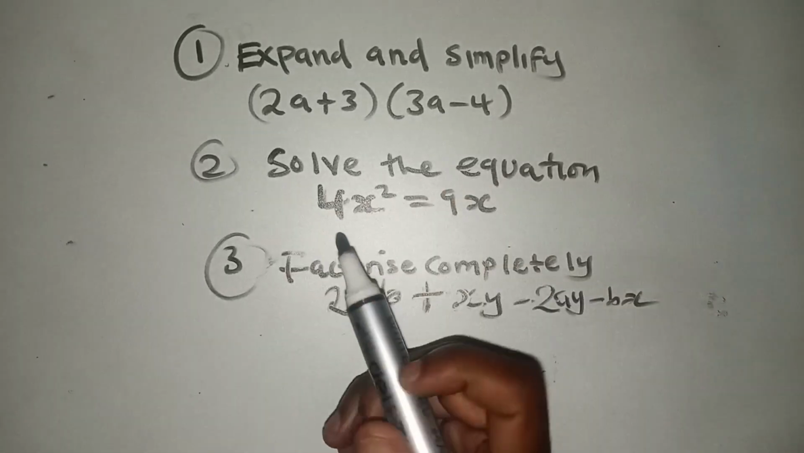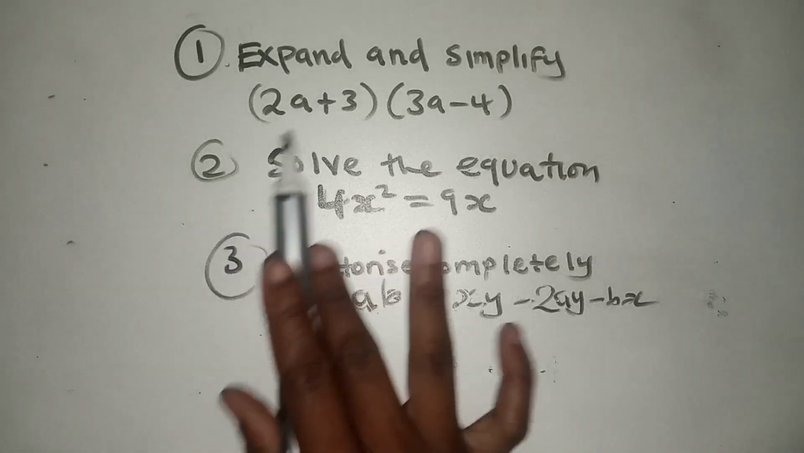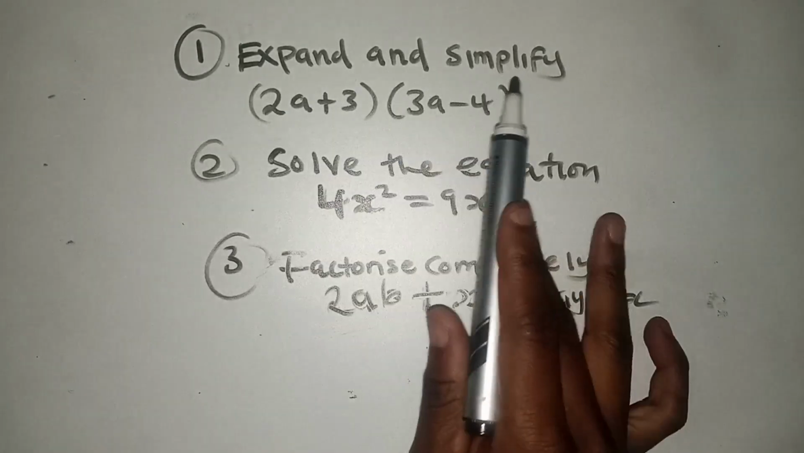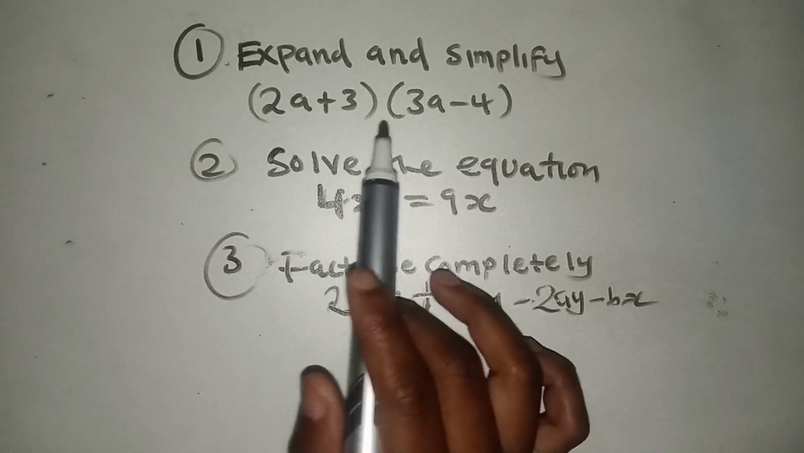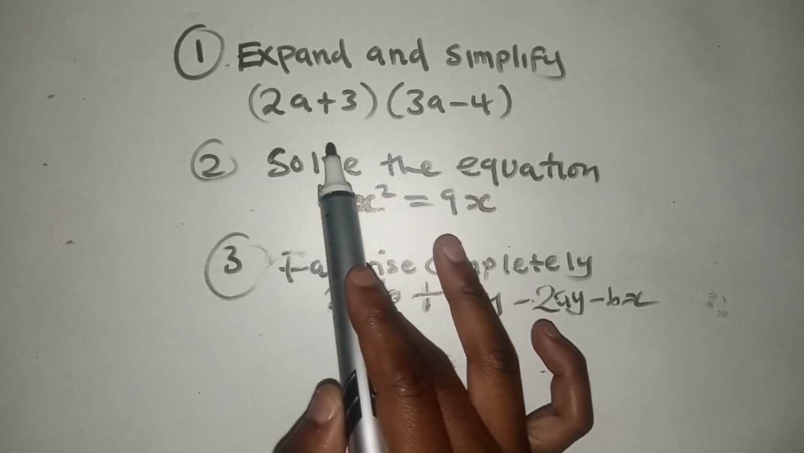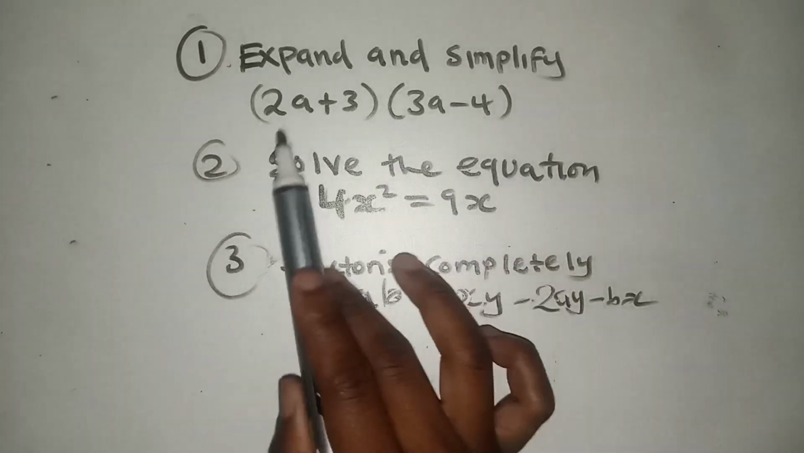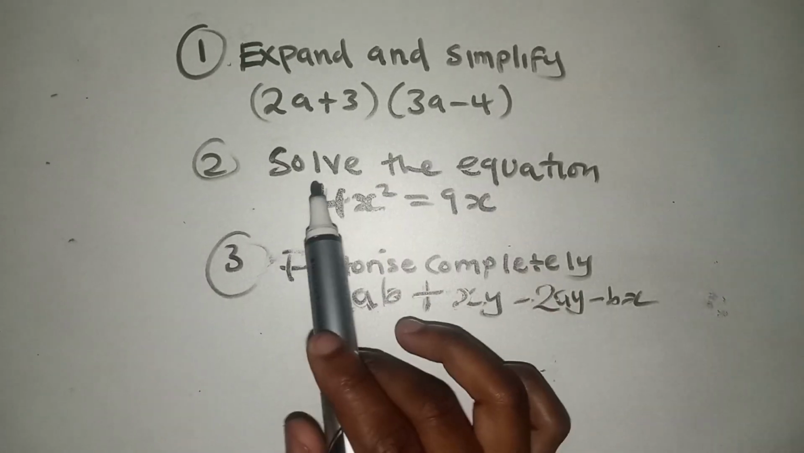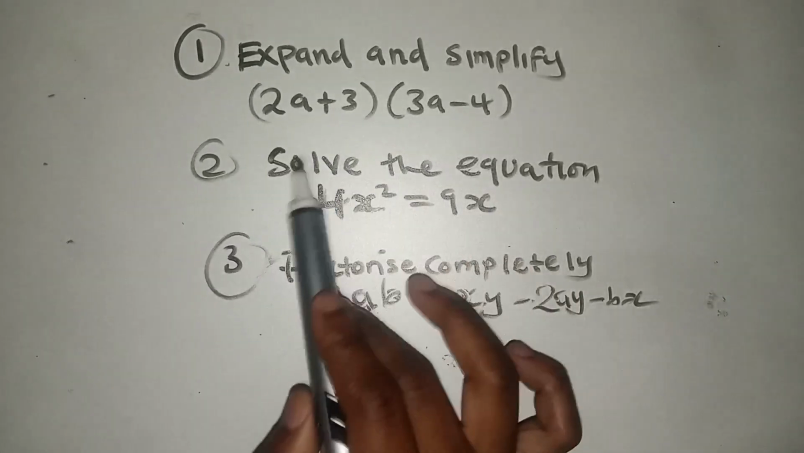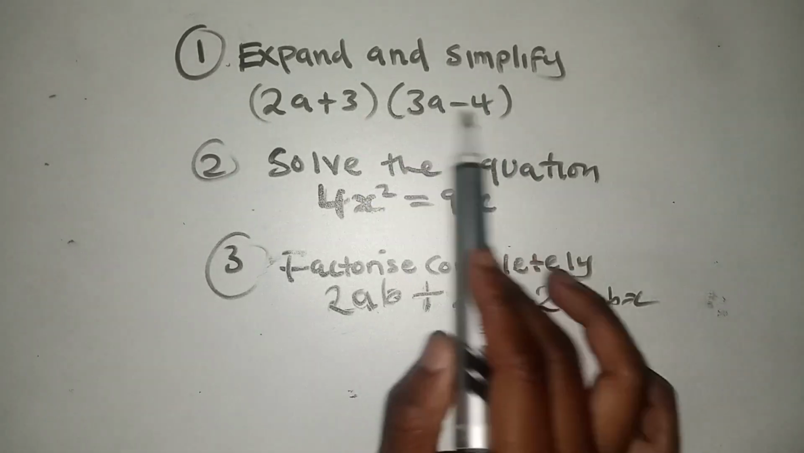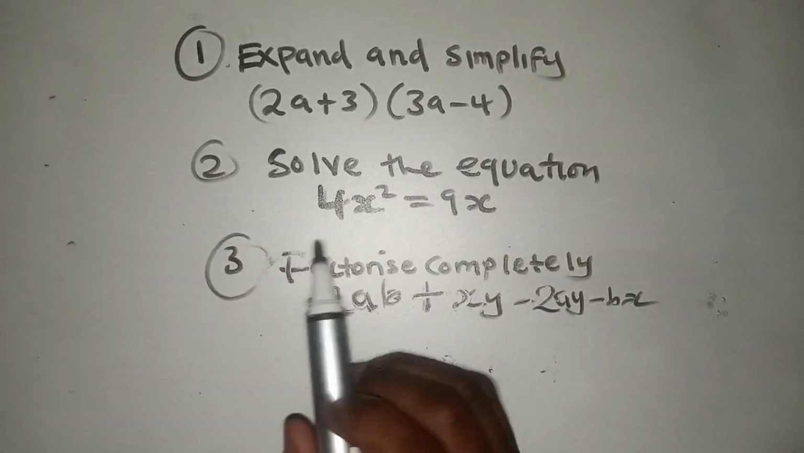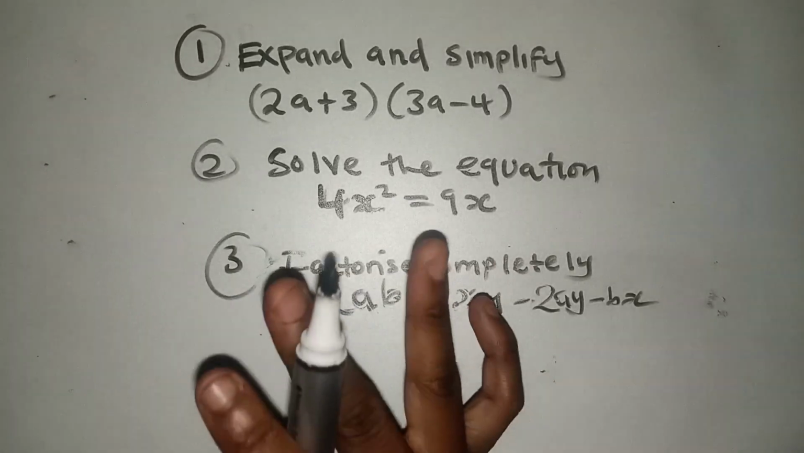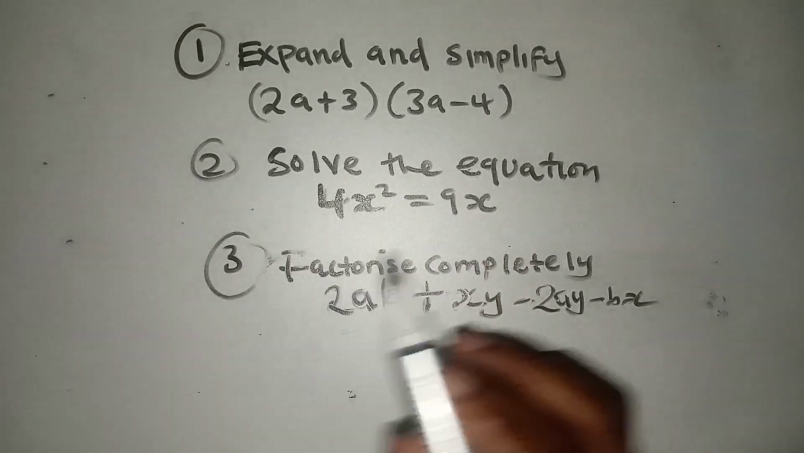As you can see, the first question says expand and simplify. You have been given the first term multiplied by the second term. We call this a double bracket kind of expansion, because we've got two brackets multiplied together. Here is a simpler way you can expand it.